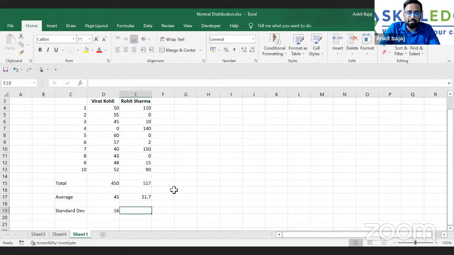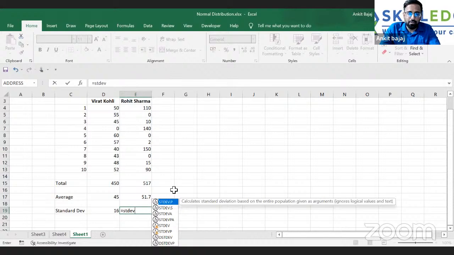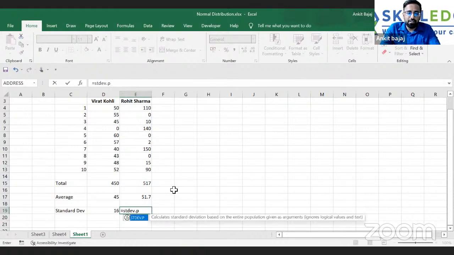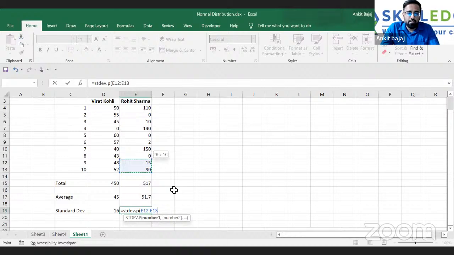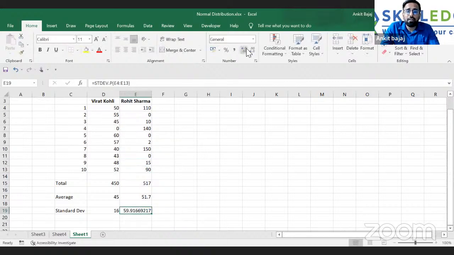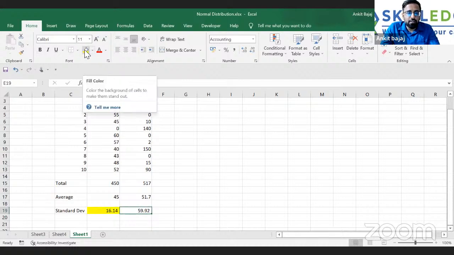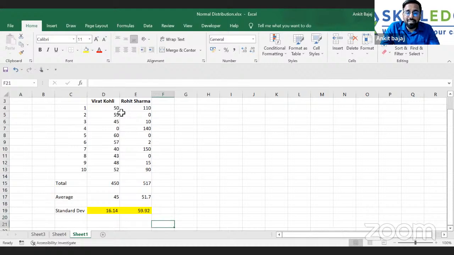If I calculate the standard deviation manually, I will write down the formula. So again, you can see the formula, it will be better for you. So the standard deviation of Rohit Sharma is 60, right, which is very high. So standard deviation of Virat Kohli is 16 and standard deviation of Rohit Sharma is 59, right?